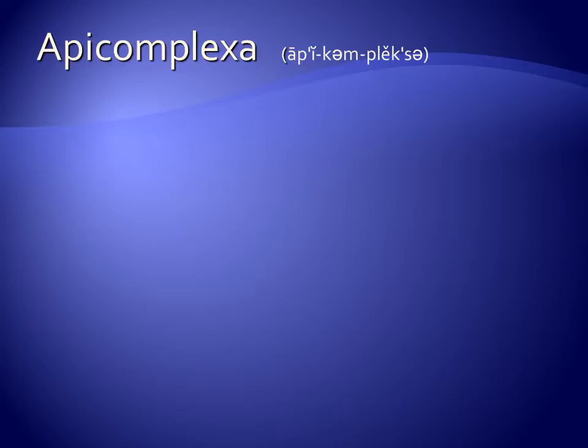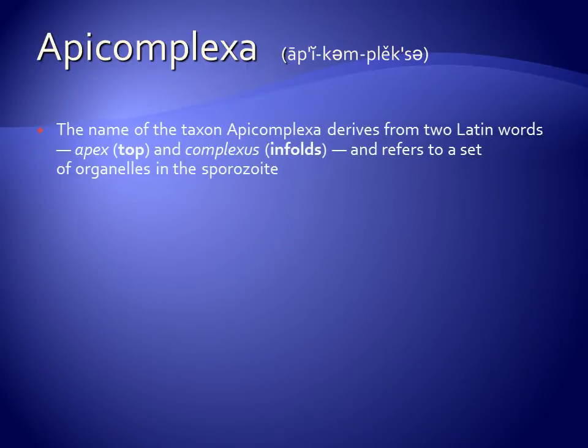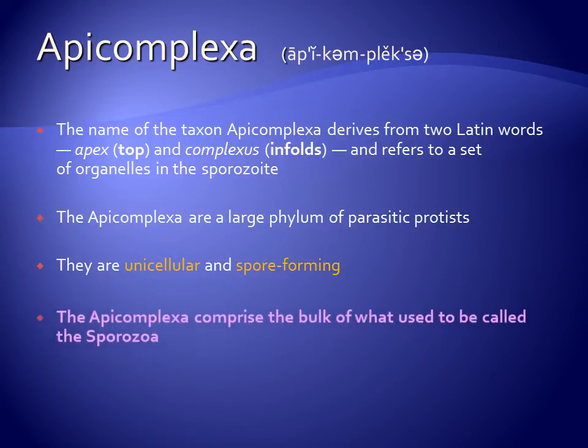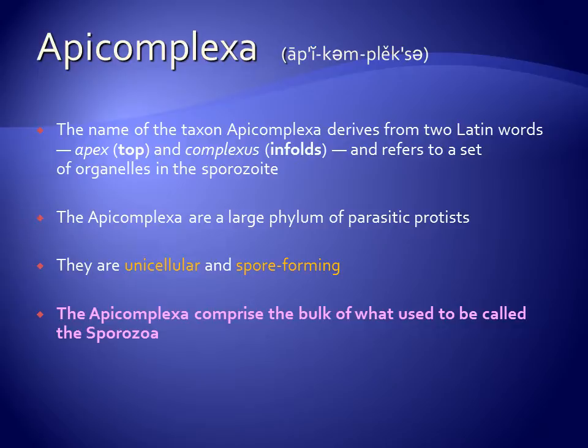Different terminology is currently in use regarding these organisms. We can refer to some of them as apicomplexa. The name of the taxon or grouping apicomplexa derives from two Latin words, apex for top and complexus referring to infolds, and this refers to the set of organelles in the sporozoite. The apicomplexa are a large phylum of parasitic protists. They're unicellular and spore-forming. These organisms comprise the bulk of what used to be called the sporozoa.